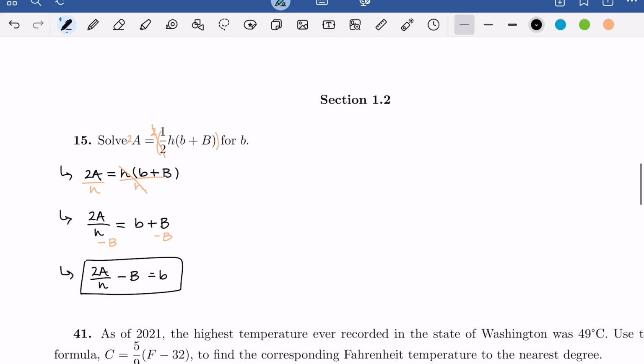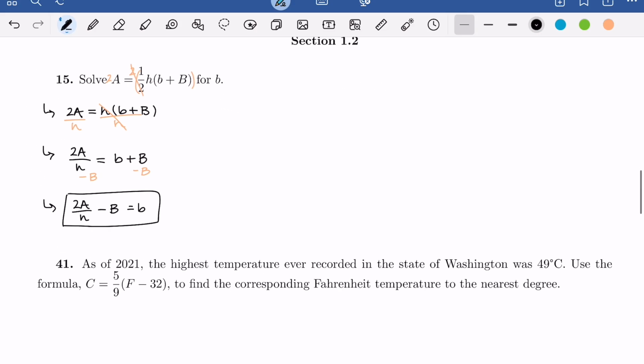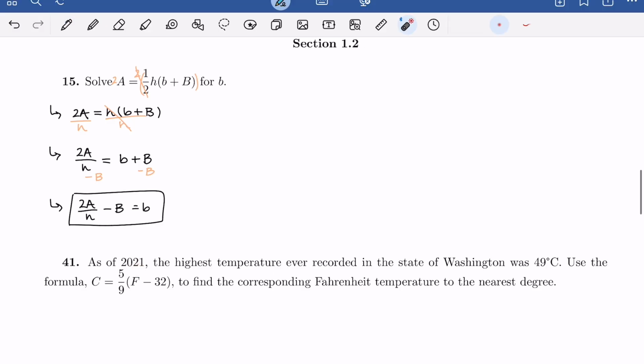Now, for this next question here, it's kind of similar. We're told that as of 2021, the highest temperature ever recorded in the state of Washington was 49 degrees Celsius. Now, we're going to use this formula here to find the corresponding Fahrenheit temperature to the nearest degree. I'm saying that this one is similar because notice we're given our equation that Celsius is equal to this, but we're also given our temperature in degrees Celsius. So we actually need to isolate this F here.